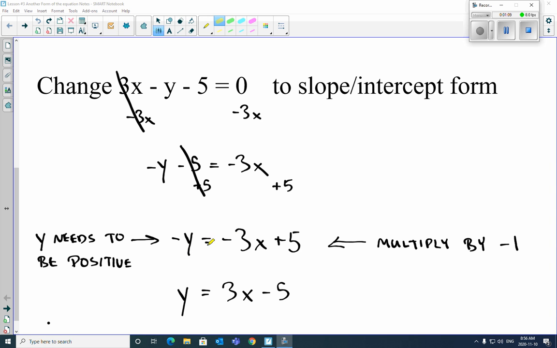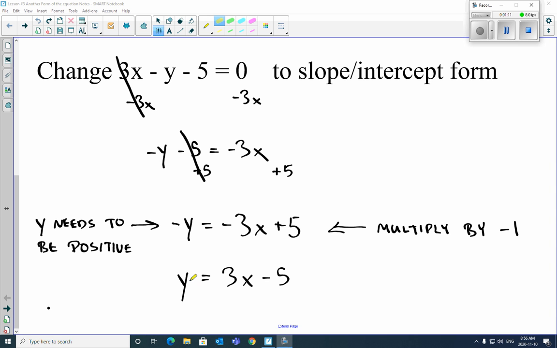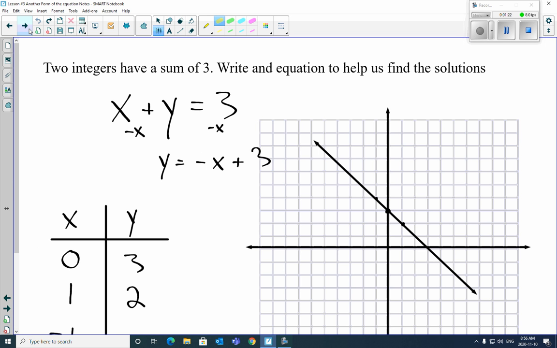So you multiply everything by negative 1 here, and you end up with y equals 3x minus 5. So then it's in slope-intercept form. We can see that the y-intercept is negative 5, and the slope is 3. And remember, that's 3 over 1. Okay, next page.